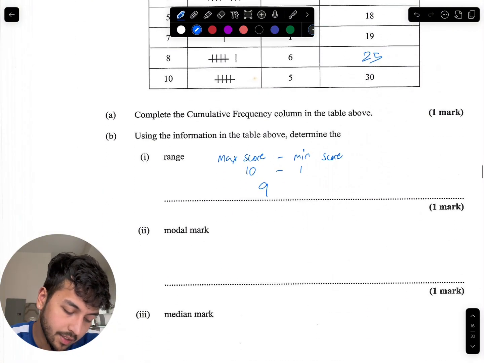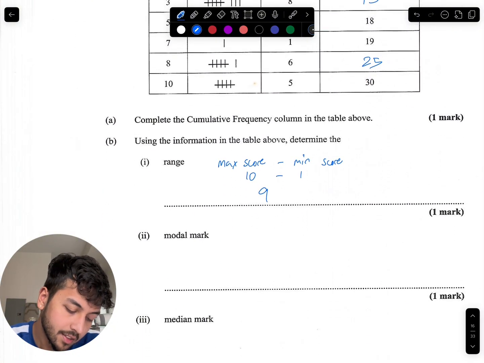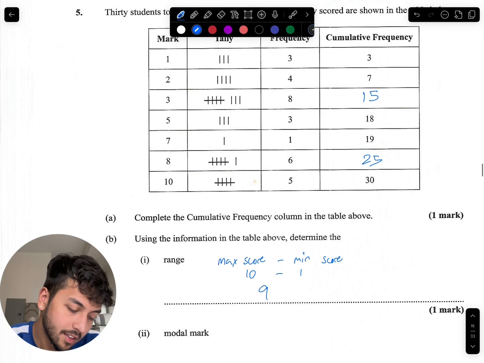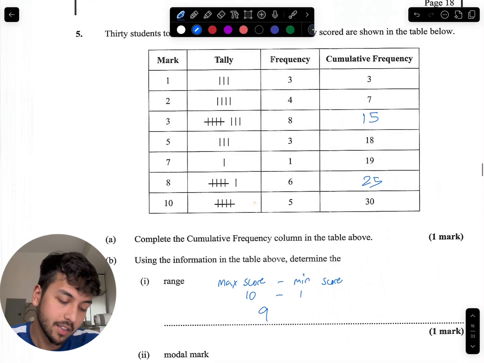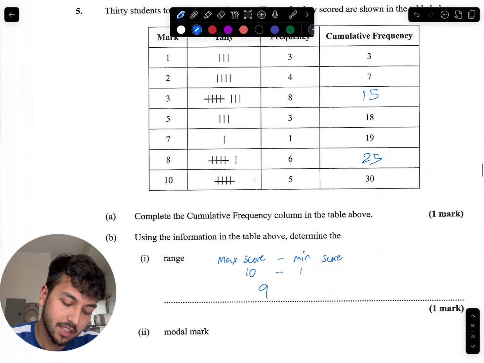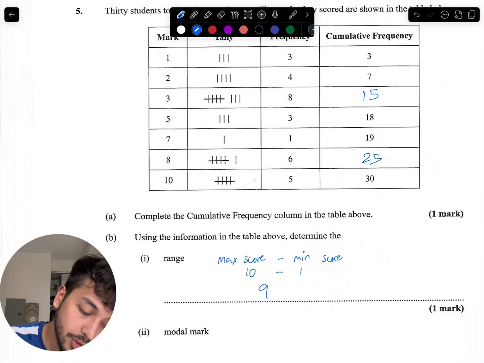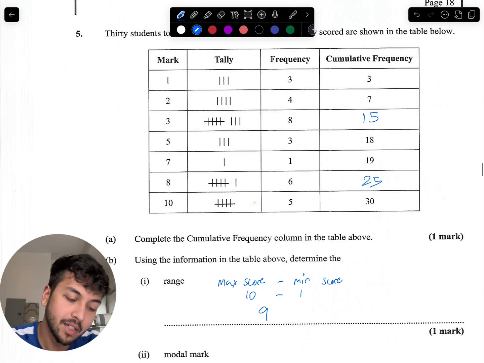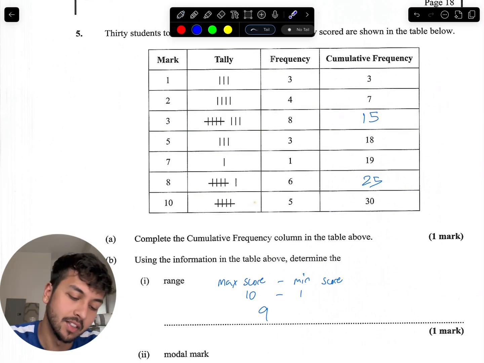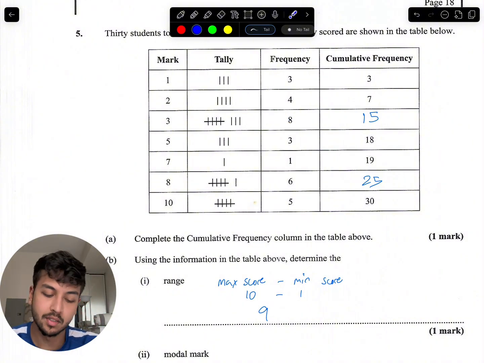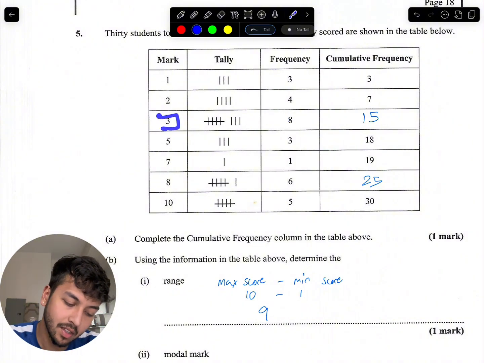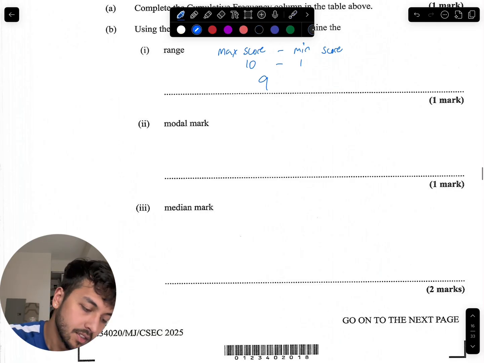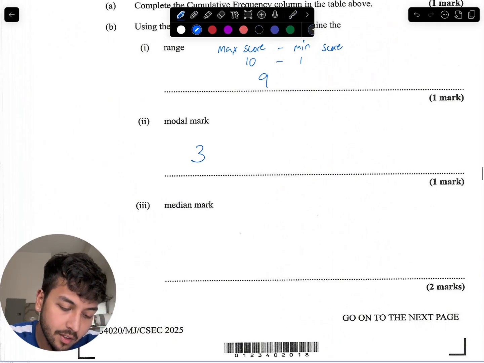For the next question, they want to find the modal mark, right? Modal mark is just the most frequently occurring one, the one that appears the most. So which one has the highest frequency? It's as simple as that, right? So the one that appeared 8 times is the mode, the one that has the highest frequency, so that's a mark of 3. So 3.